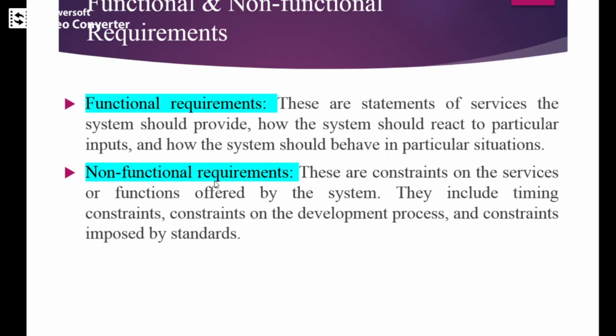Next is non-functional requirements. These are constraints on the services or functions offered by the system. So these are constraints put on your system. I've told you about different types of constraints. It can be a budget constraint, it can be a schedule constraint. So they can include timing, that is the schedule constraints, and constraints on the development process. You need to use the same development process standard given by them, all those.